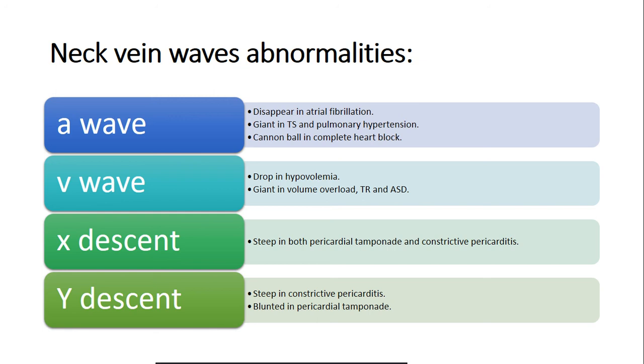Right? X descent is steep and deep in both pericardial tamponade and constrictive pericarditis, and we know the reason. Y descent will be steep in constrictive pericarditis and blunted, obliterated in the pericardial tamponade, and we have cleared the reason.